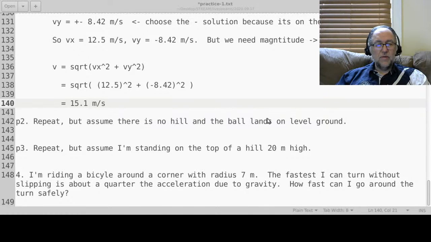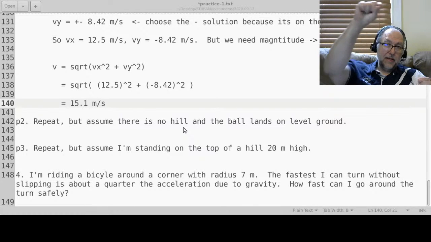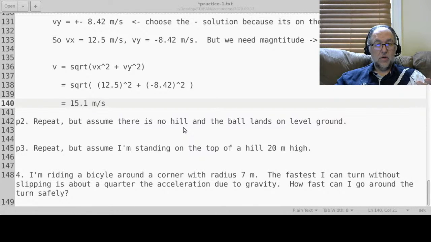Okay, but you know what? Even if you repeat it with the same numbers, there's still a lot of steps. Then repeat the problem again, but this time assume there's no hill. So basically, I launch the ball from ground level, it goes up and it comes down and it also lands at ground level. It starts at ground level and it ends up at ground level.